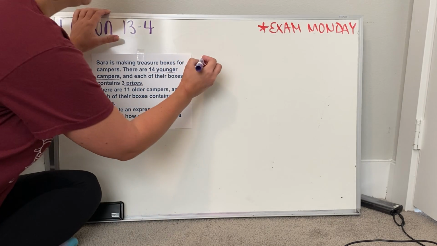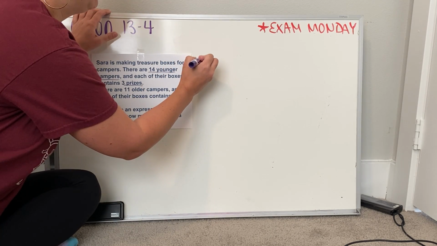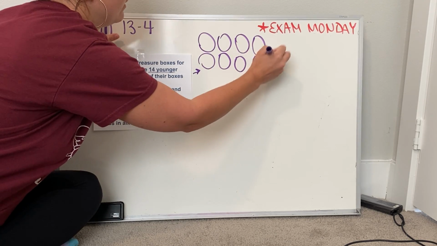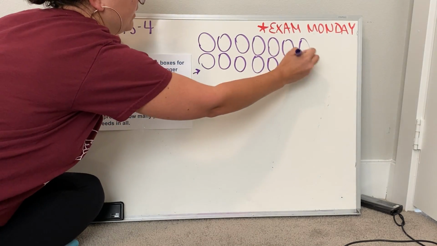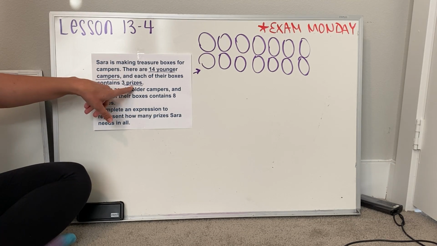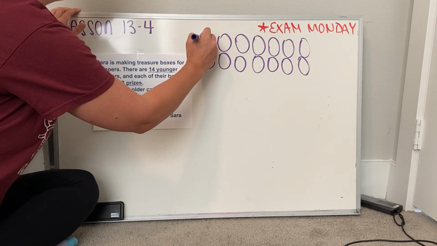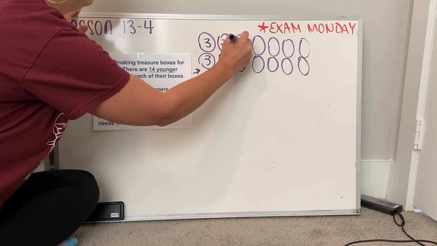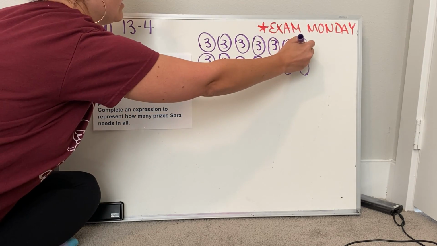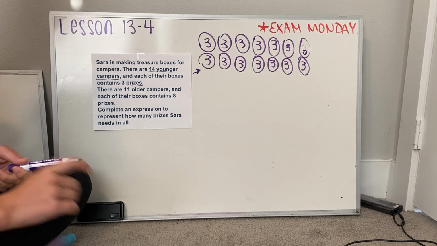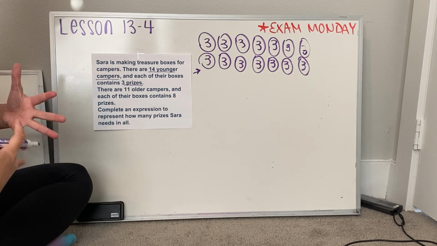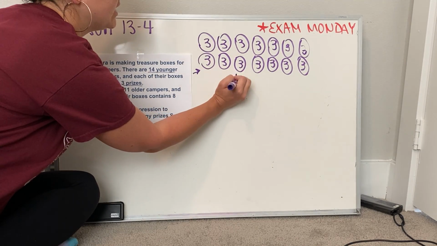If I have 14 kids, let's say each kid is represented by a circle. That's 14 circles, the younger campers, and each of their boxes contains 3 prizes. So I know from 3rd grade that if you have equal groups, that is the same thing as a multiplication problem. So right away I know this part. If the problem asks me to do this, I know that is 14 times 3.